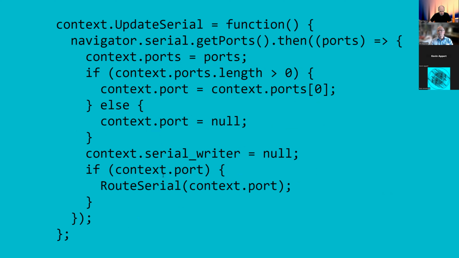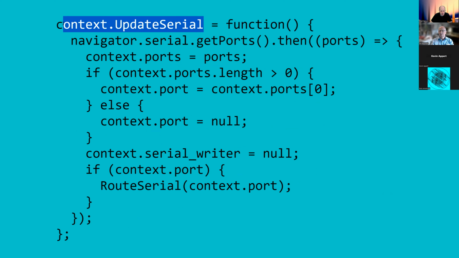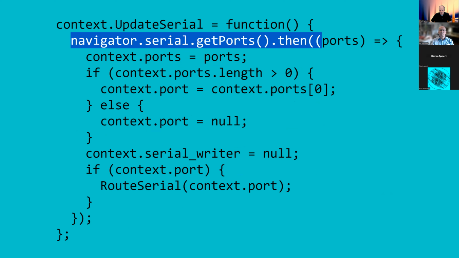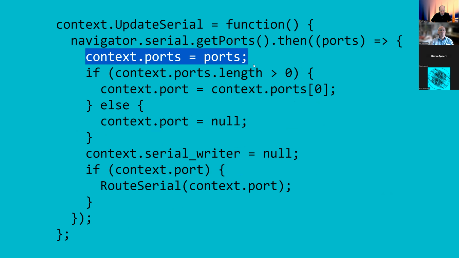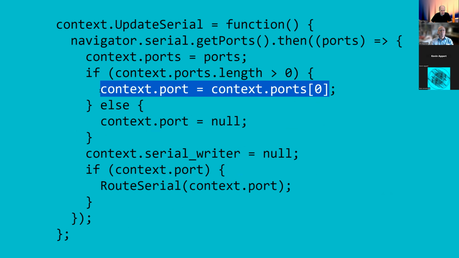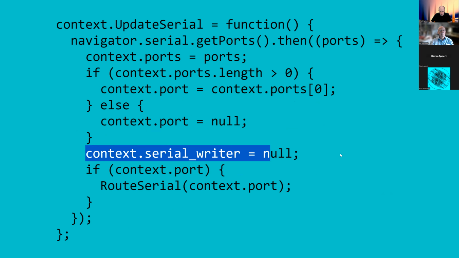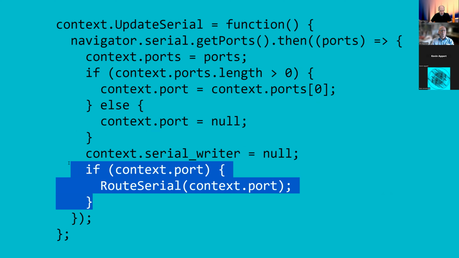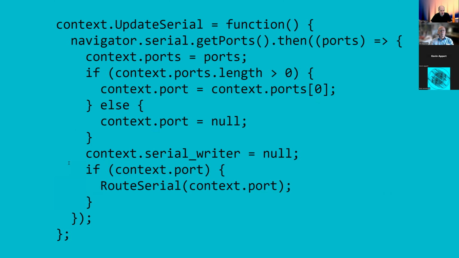And then one more bit of JavaScript magic that I have to do. I have an operation to monitor for any changes to the serial port. So anytime something changes, I scan the set of ports, look at the set of ports, and pick out the 0th port to be the port that I'm going to focus on. I blank out the writer because I don't want to use a writer for whatever the prior port was, and then I call that route serial operation in order to start routing data from that serial port. So a little bit tricky to figure all of this out.